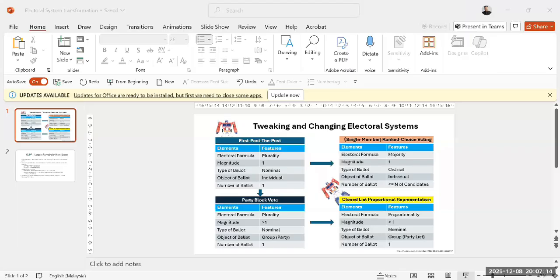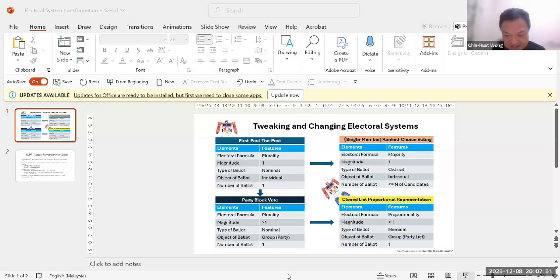Maybe clarification, Prof. This is Aisha. First past the post is the Malaysia system, correct? Yep. It's the same system you have in UK, in India, and so on. And the party block vote is similar to Singapore, correct? Yes, specifically Singapore GRC, because Singapore has some first past the post constituencies as well. Oh, I see. Okay, I didn't know that. Okay, understand. And we are looking at your slide, the one that says tweaking and changing electoral systems, correct? Yep. Okay, all right. Thank you.